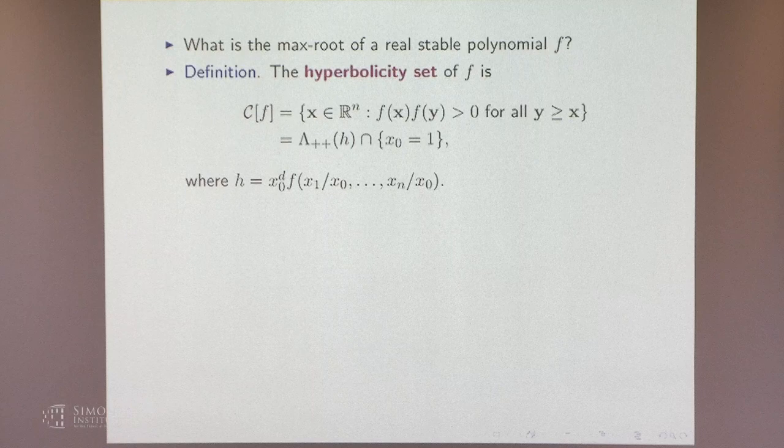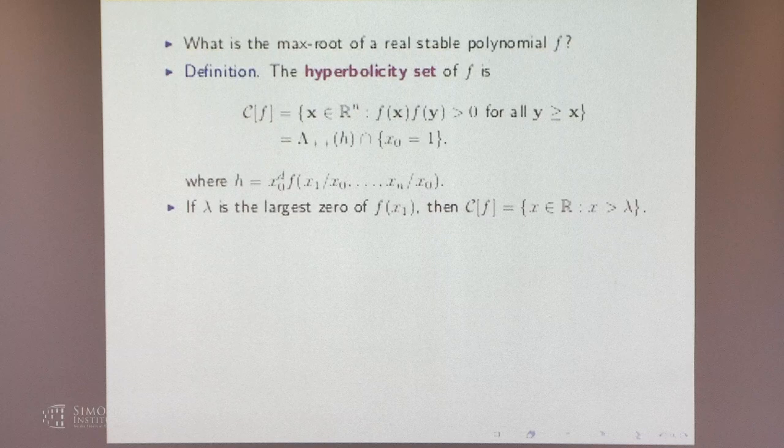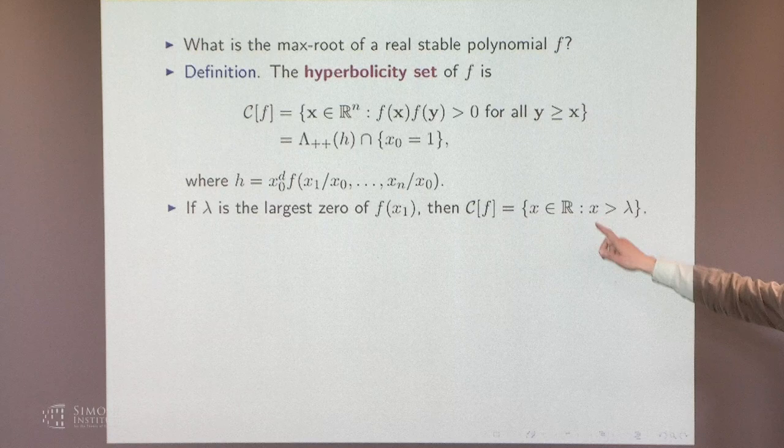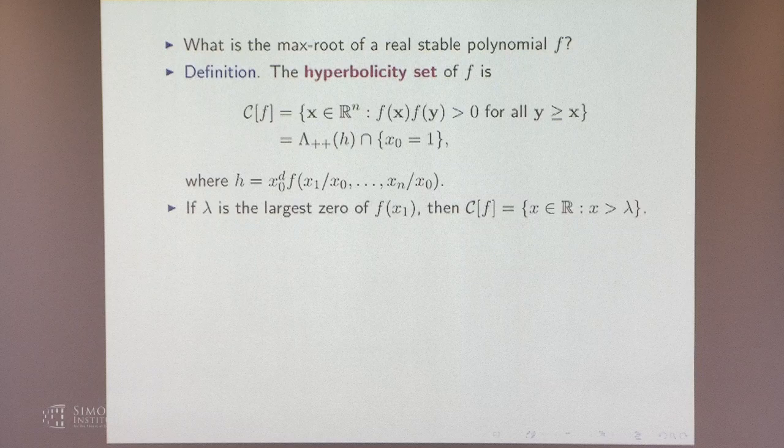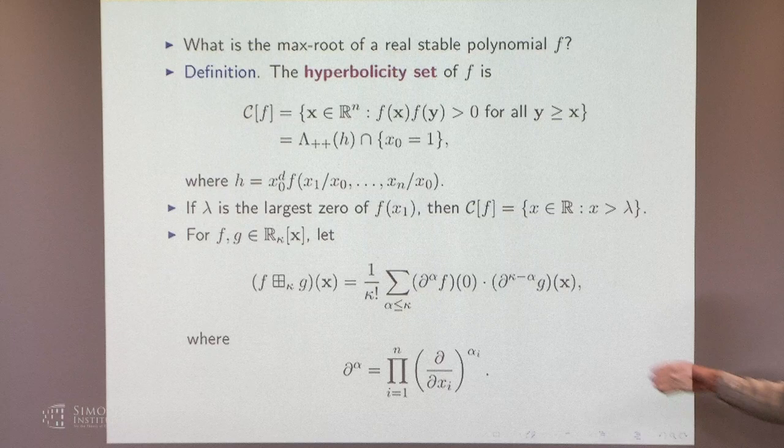and which is essentially the max root. So this is what we want to keep track of. And indeed, for a univariate polynomial, this is exactly being above the maximal root. And the definition of the convolution is straightforward for multivariate. We just do the same thing.